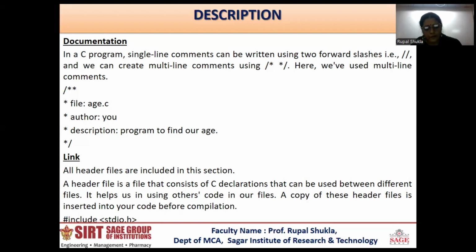Link: all header files are included in this section. A header file is a file that consists of C declarations that can be used between different files. It helps us in using other codes in our files. A copy of this header file is inserted into the code before compilation. So #include <stdio.h>, standard input output.